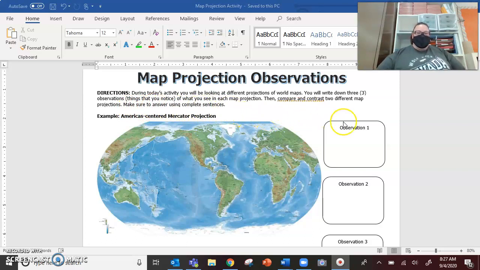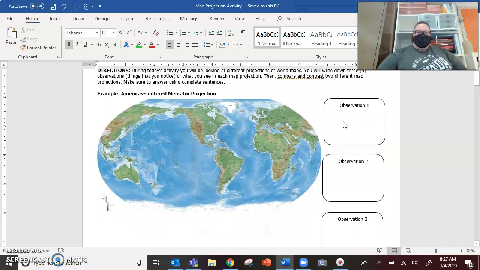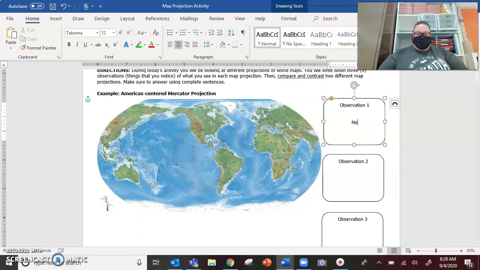Okay, let's do the first one together. So, example, America's centered Mercator projection. This is not the map that we usually see, but it is a map that some people use. The first thing that I notice is that North America and South America are in the middle of the map. So I'm going to type that. North America and South America. If it's on my board, it's on your board. If it's on my screen, it's on your screen. So I need you to start typing.